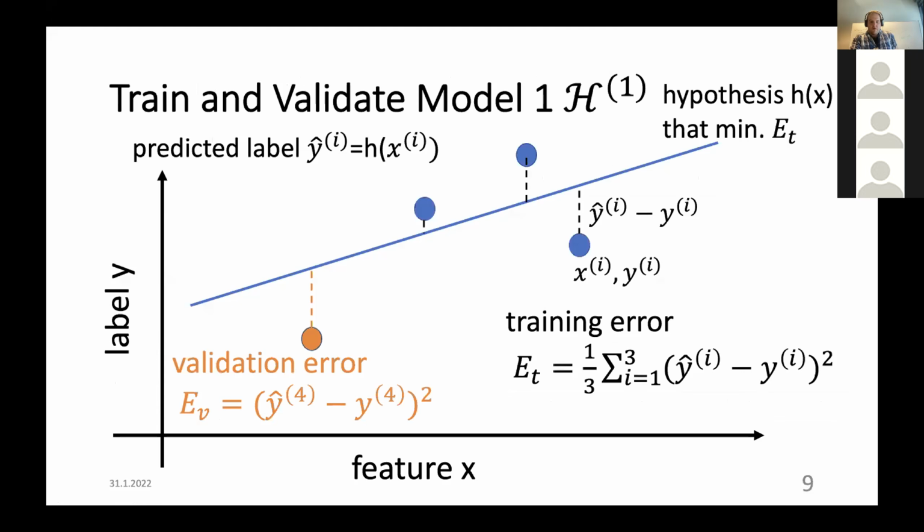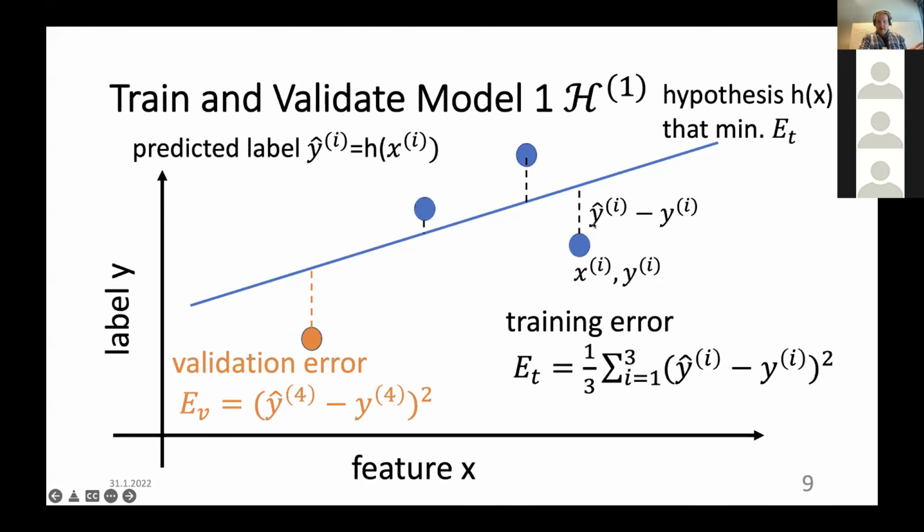Okay, so let's illustrate here this workflow of training and validation using two models. Let's say the first model is the set of all maps or polynomials with degree 1. This is exactly the set of linear functions. So the set of polynomials of degree 1 is the same as the set of linear functions. So this here is linear regression using a single feature. So we assume that data points are characterized by a single feature and a single numeric label.